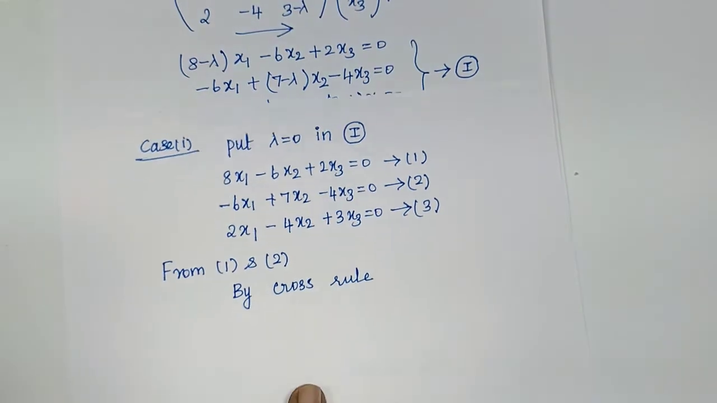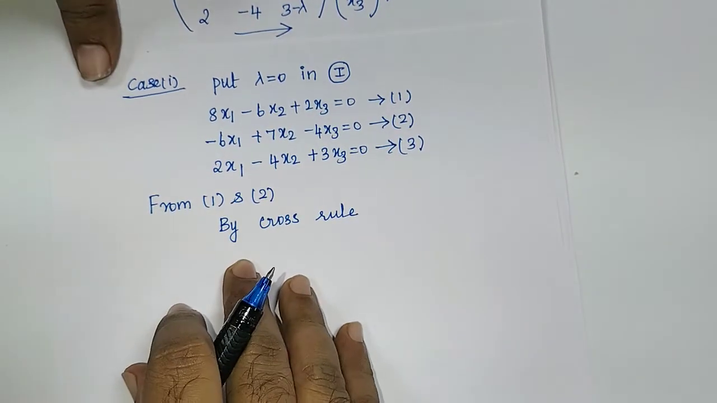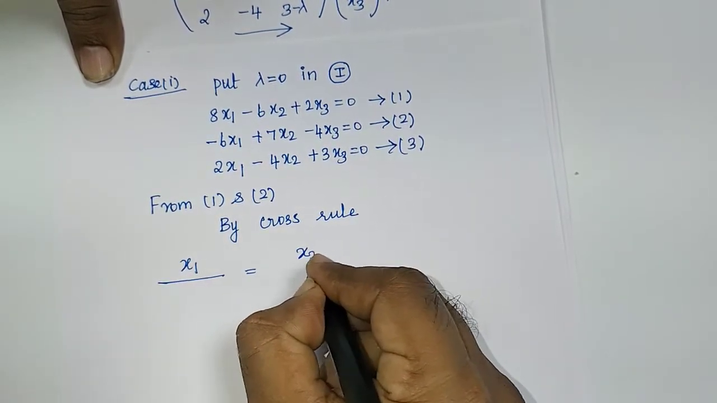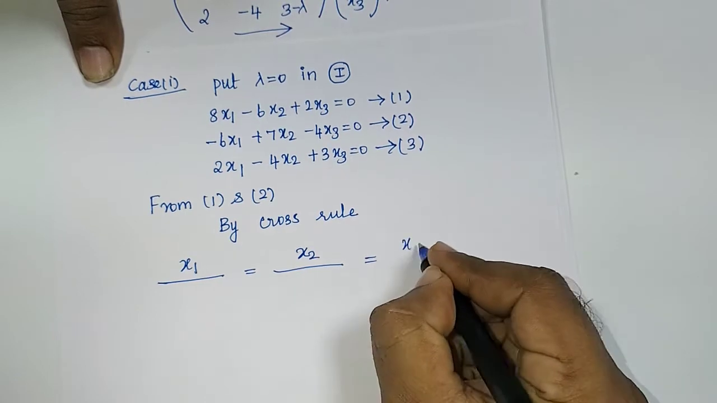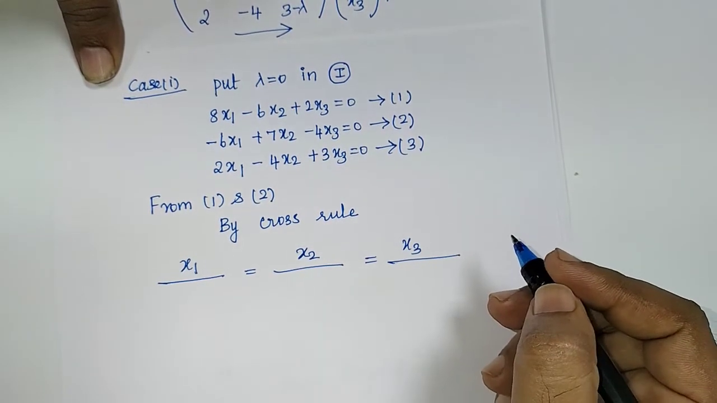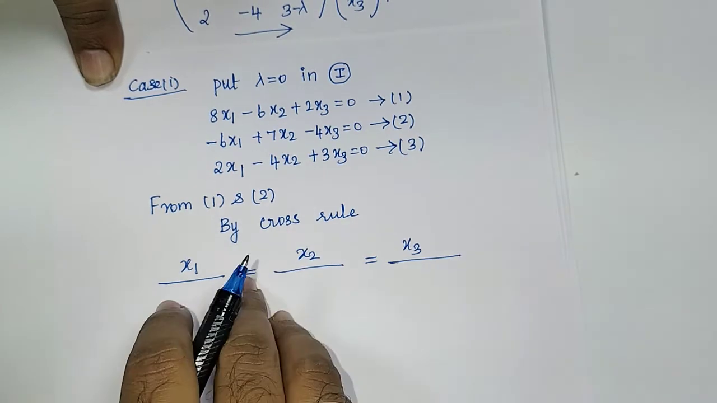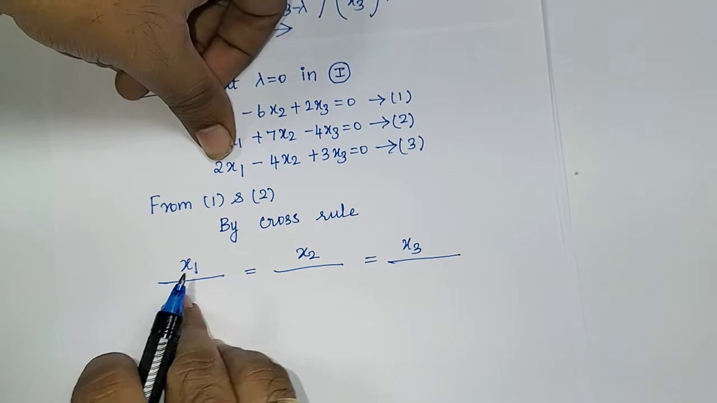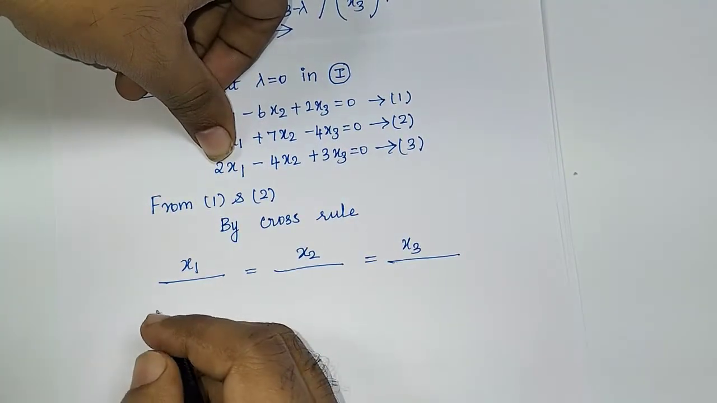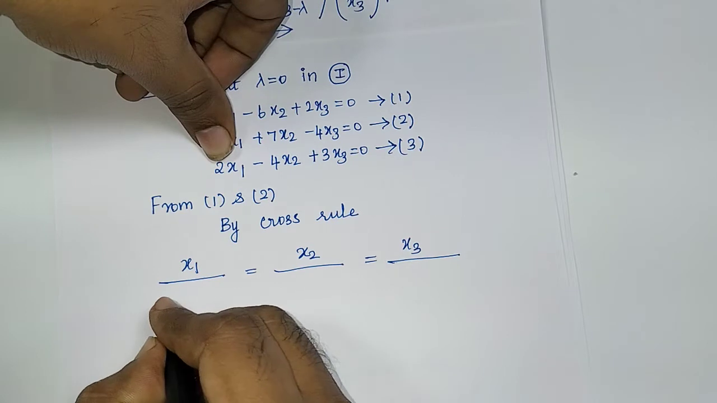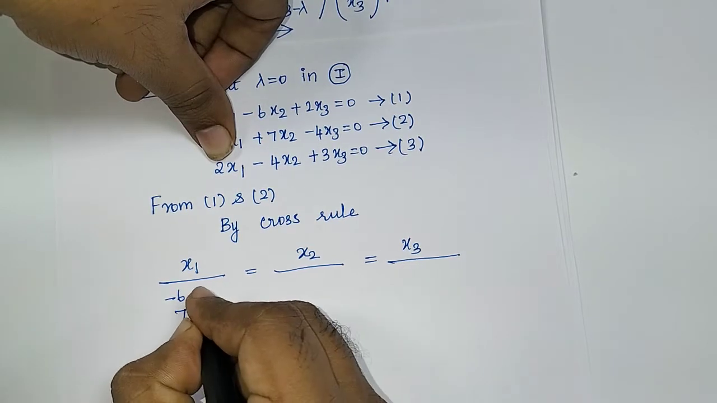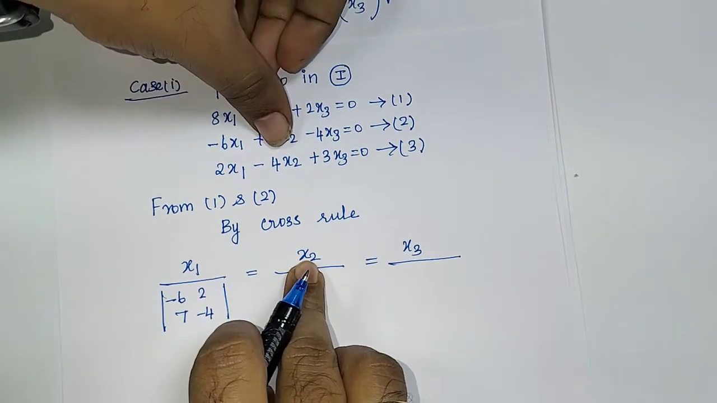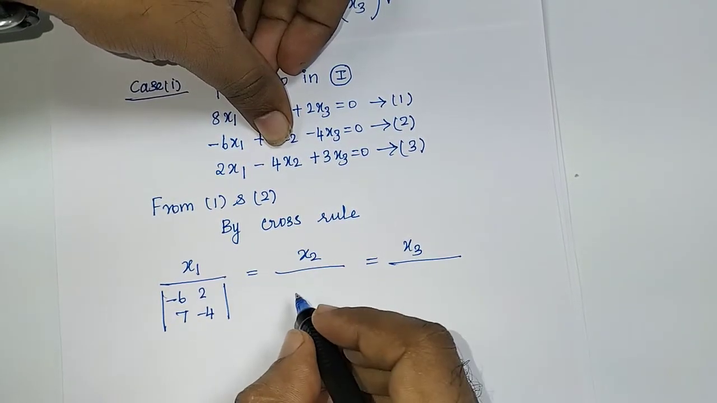So I am going to write now x1, x2 and x3. I am going to find the eigenvector of small x1, x2, x3. So taking equations 1 and 2, if you want to find x1, omit the x1 coefficient. Remaining coefficients you can write in determinant form from equations 1 and 2. Minus 6, 7, 2, minus 4. And x2, omit the x2 coefficient and remaining you can write in determinant form.